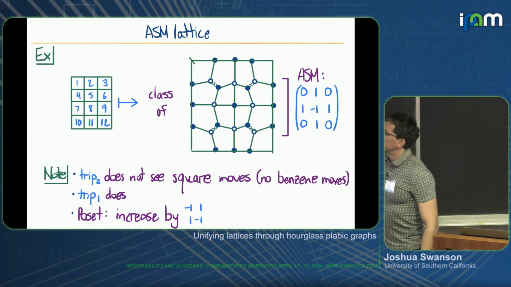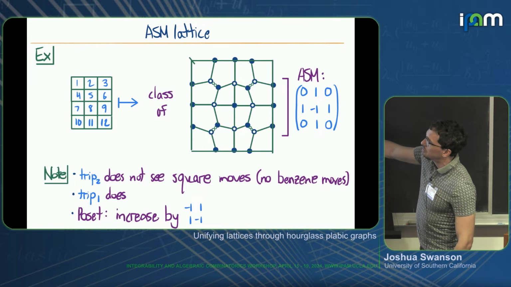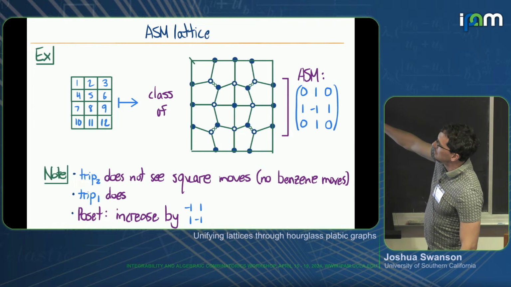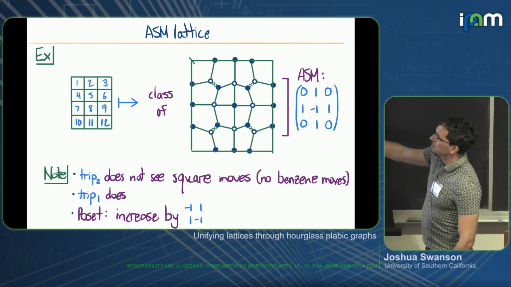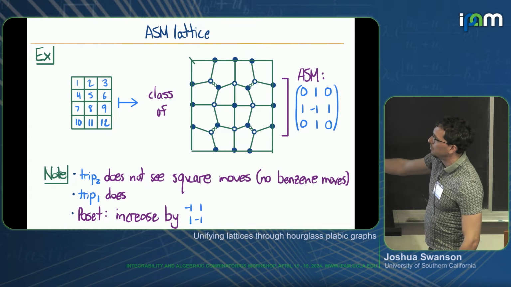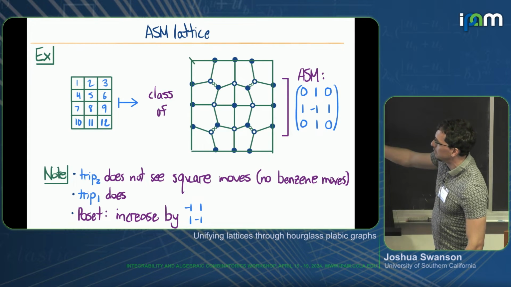In particular, it turns out that the second promotion permutation of this sends 1 to 1, 2, 3, 4, 5, 6, 7, 8, 9. It just goes straight across. And if you trace through trip 2, no matter what, even if you apply square moves, it will still go straight across.